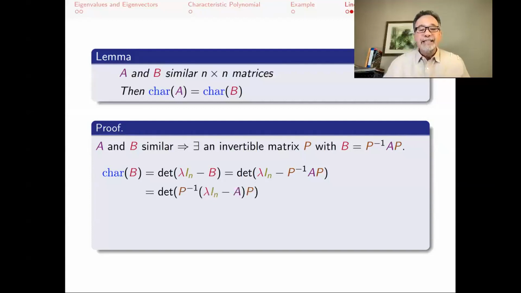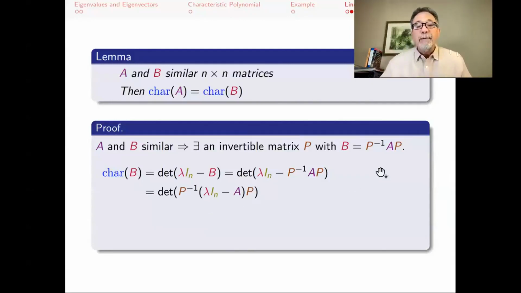Now, what I will say is that you can write this lambda I minus P inverse AP in this other way: P inverse times lambda I minus A times P. Why can I do that? Well, if you use the distributive law and multiply, the first term becomes P inverse lambda IP, and lambda is a scalar, so that can go outside. Identity doesn't do anything, and P inverse times P is identity, so you get lambda times identity again. And the second multiplication is minus P inverse AP.